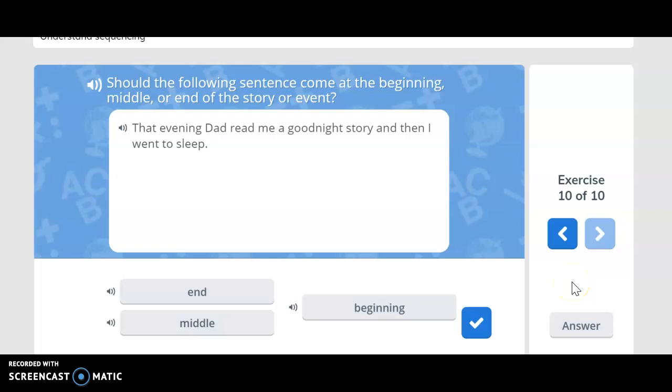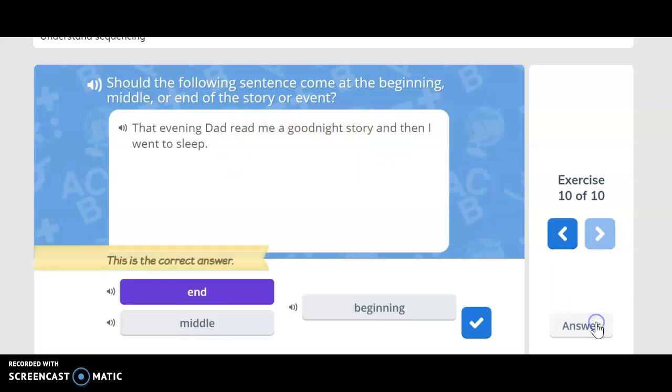Should the following sentence come at the beginning, middle, or end of the story or event? That evening, Dad read me a good night story and then I went to sleep. You said end, you are correct.